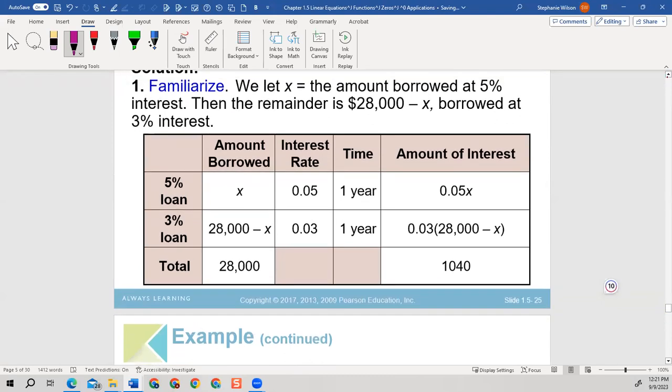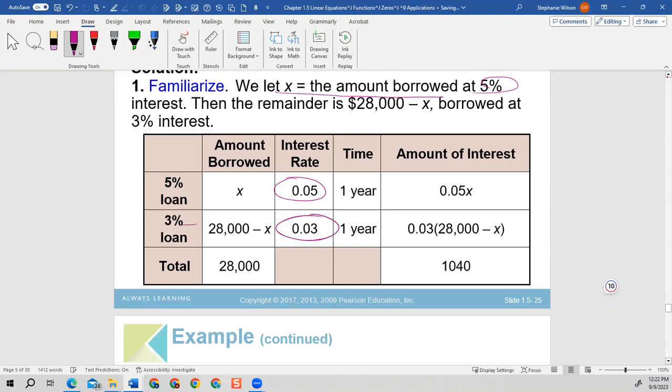They said that X was what he borrowed. The 5% again was the first one that they checked out in the application problem, and then this was the second. We converted those to decimals. We let it be that.